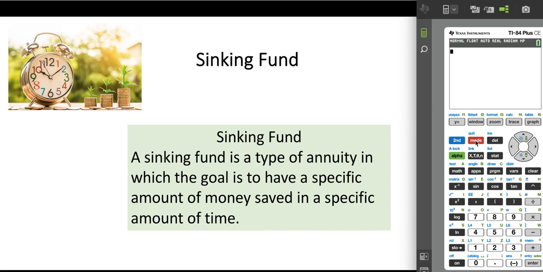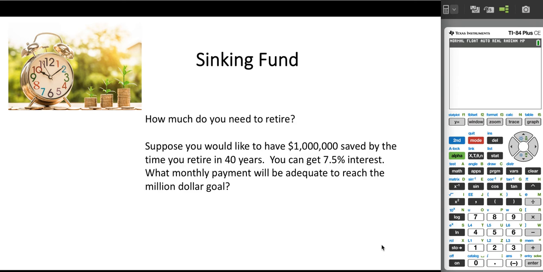Okay, sinking fund. A sinking fund is a type of annuity in which the goal is to have a specific amount of money saved in a specific amount of time. So think about this backwards. The first problem we did is we figured out how much we could save each month and saved it. Now we're saying how much do we need to have in the future and how much should we save to get there? So suppose you want to have $1 million saved by the time you retire in 40 years.